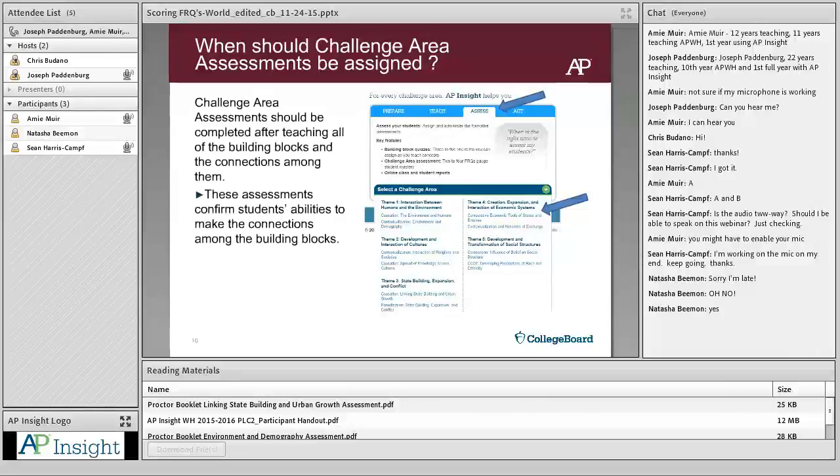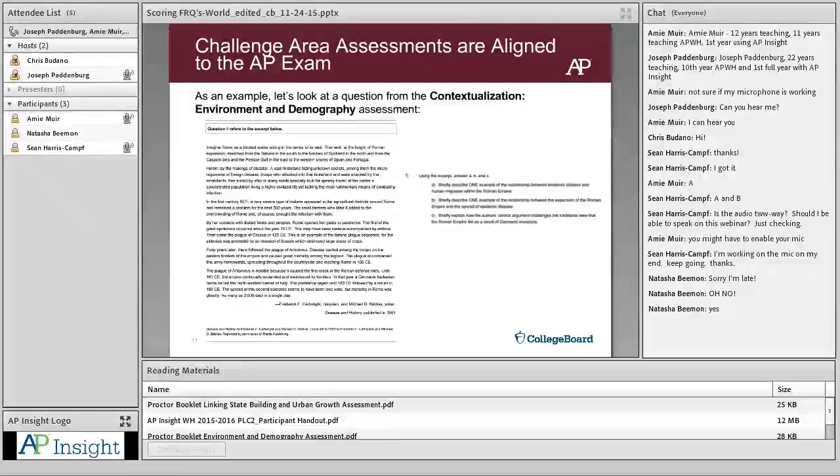We actually just said all this stuff about the assessments and making the connection among the building blocks. All right, so now we should be looking at the question of contextualization, environment, and then demography. Students are asked to read one historian's interpretation of the spread of disease in the Roman Empire. Students must describe the relationships between migration and the spread of the empire and the spread of disease. They must also explain the historian's main argument.